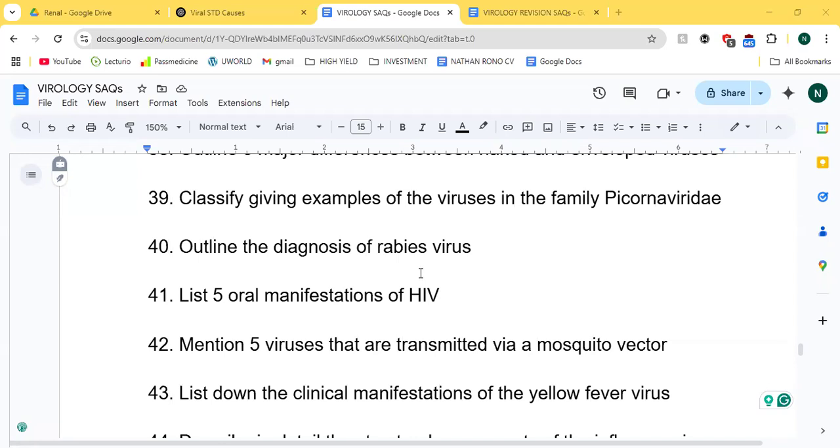Number 4, list 5 oral manifestations of HIV. Lifted from your notes. It can be anything: oral manifestations, cutaneous manifestations. I chose oral for no apparent reason, but okay, let's list them. They're asking what oral diseases can you get if you have HIV? Because HIV is an immunocompromising disease, which diseases come after you get HIV? Answers in the chat.